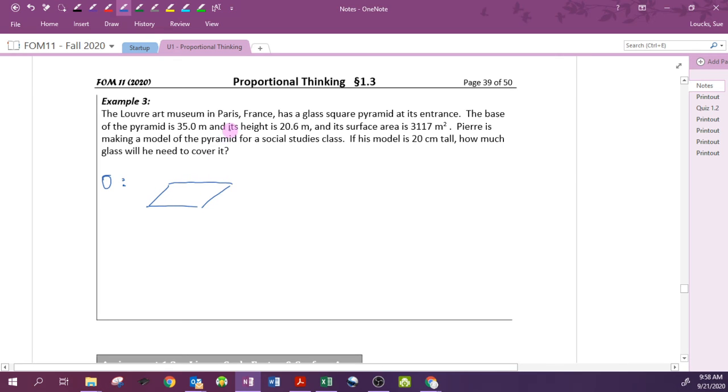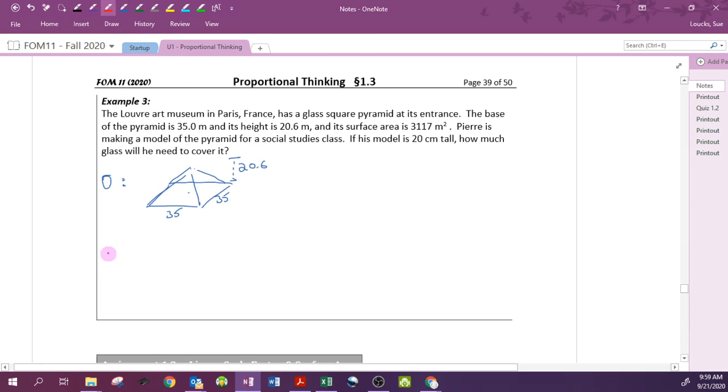And so the trick to drawing these 3D things is you find the middle of the base of your thing, and then you just go up a ways, and you pick a spot where your lines aren't going to end up over top of each other. Okay, so there's my square pyramid, and the base is 35 and 35 because it's square, so the two bases are the same. And the height, which is this distance here, is 20.6.